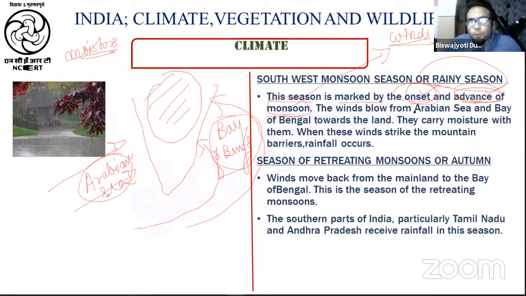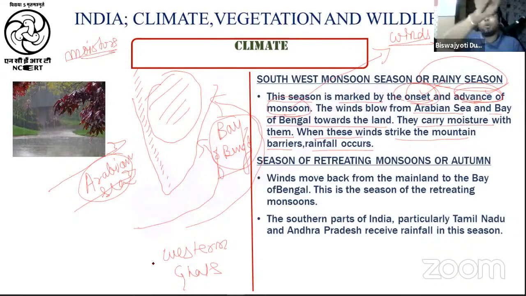So the winds blow from your Arabian Sea and the Bay of Bengal towards the land, meaning towards your Indian Peninsula, right? And they carry moisture with them, like I have already explained. And with this, the winds will strike the mountain barriers and your rainfall will occur. Meaning, if you look at India, in this section that you see here, there is a presence of a huge mountainous region which we call your Western Ghats, right? So as the winds blow and strike the Western Ghats, what will happen? As the winds go and strike the Western Ghats, it will cause a heavy amount of rainfall.